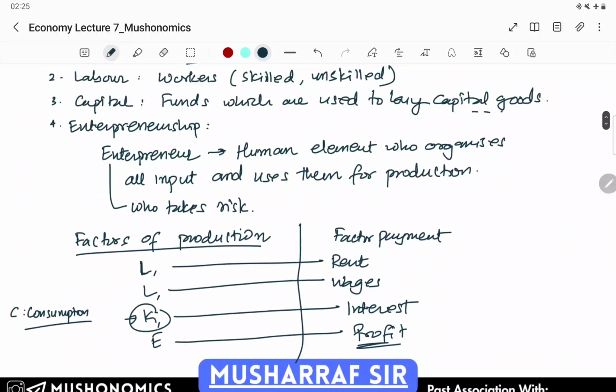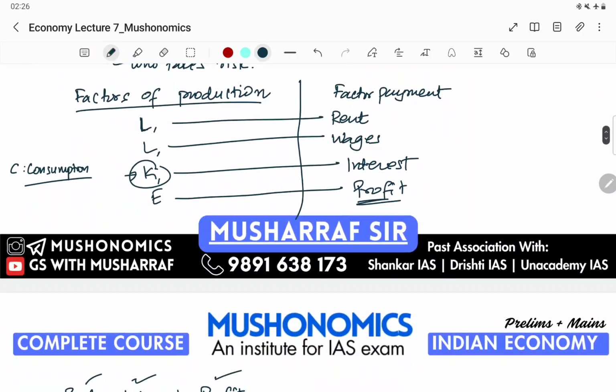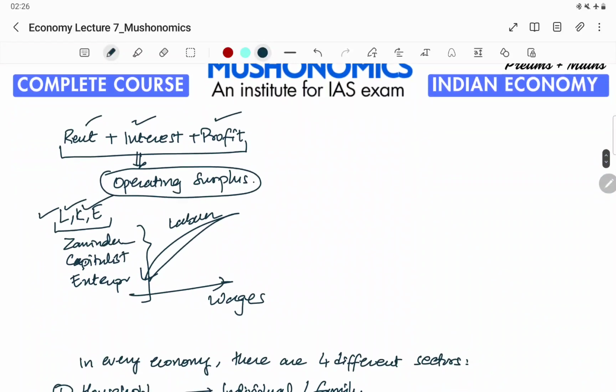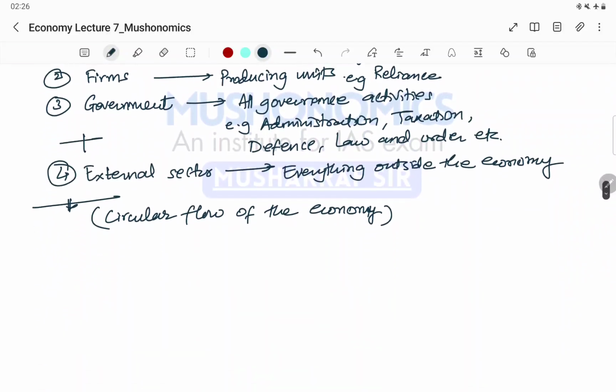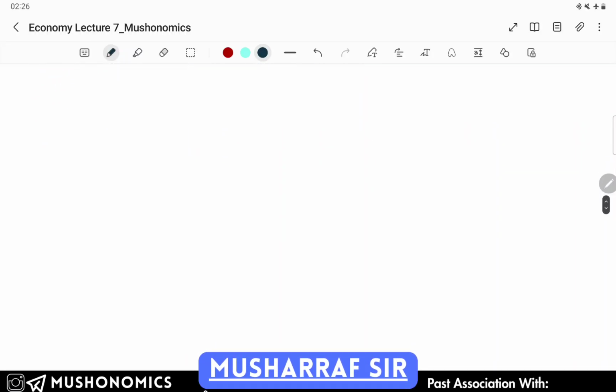Now, since we have understood what production is and what the primary factors of production are: land, labor, capital, and entrepreneurship. There are factor payments for each factor of production. We have also understood the concept of operating surplus. We have also understood there are four sectors in every economy. Now we can start with the definition of gross domestic product. Gross domestic product, that is GDP.